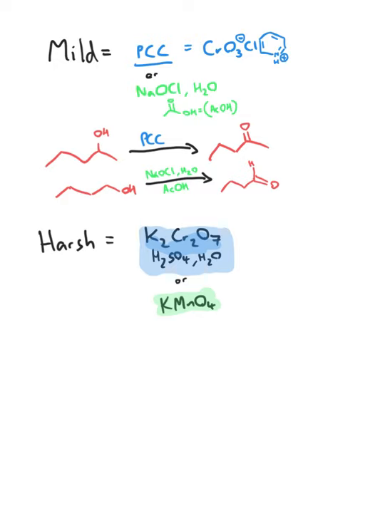A derivative for these harsh conditions could also be sodium dichromate in sulfuric acid and water. Either way, recognize the conditions and apply them in your problems.